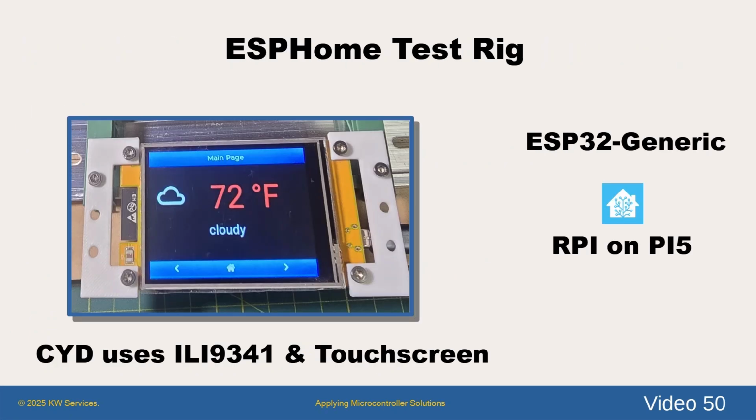For this effort, we assume you have Home Assistant running. We deployed the latest 2025-08 Home Assistant on a Raspberry Pi 5 single-board computer. We have a minimal implementation that includes the ESPHome device add-on. Our test rig is based on an ESP32-S3 device, often called CYD or Cheap Yellow Display.